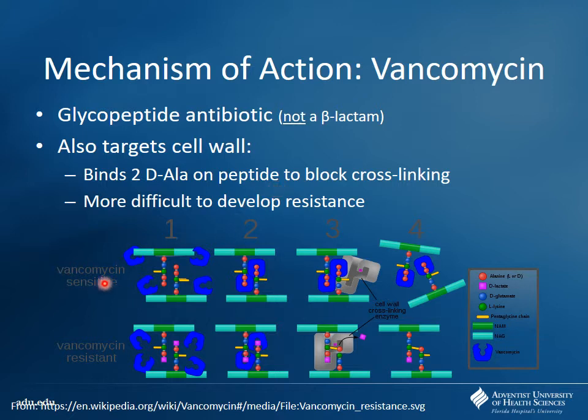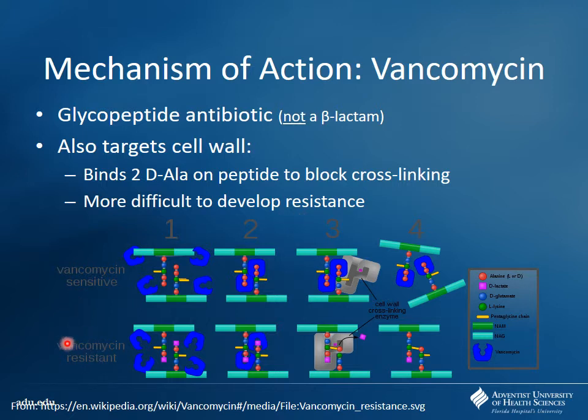You can kind of see here with the vancomycin sensitive bacteria, the blue things are vancomycin, they're going to come and bind into these D-alanines on either end of the cross-link, and you will prevent this enzyme from coming in and actually causing the cross-linkage to occur. Now, you find that a lot of bugs tend to remain sensitive to vancomycin for a period of time because it's more difficult to develop resistance than you see with a lot of your beta-lactam drugs.